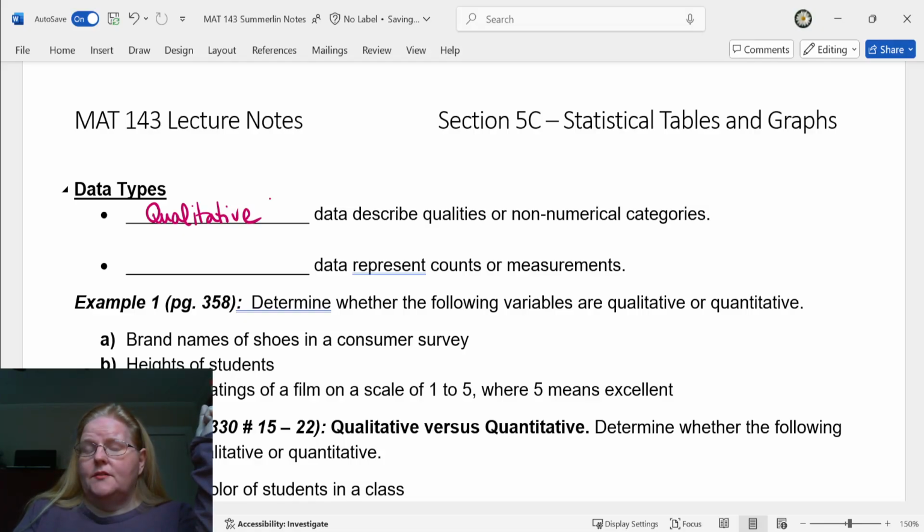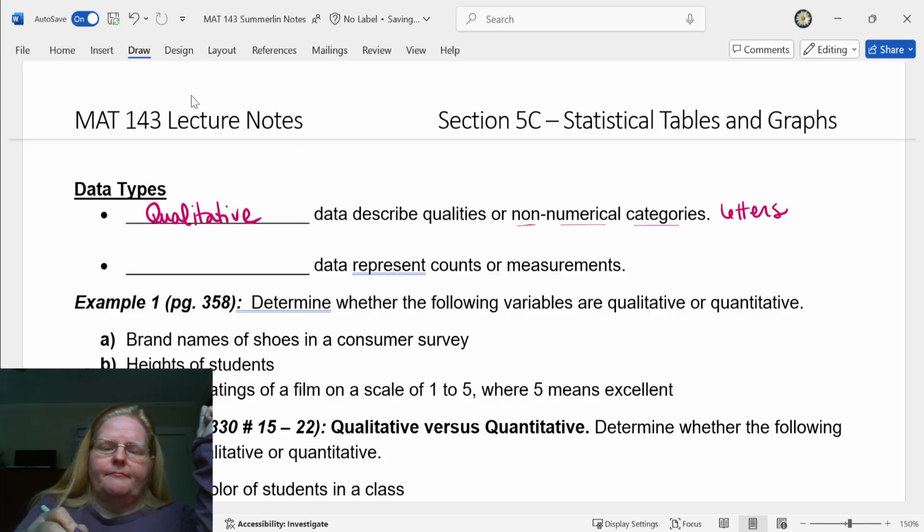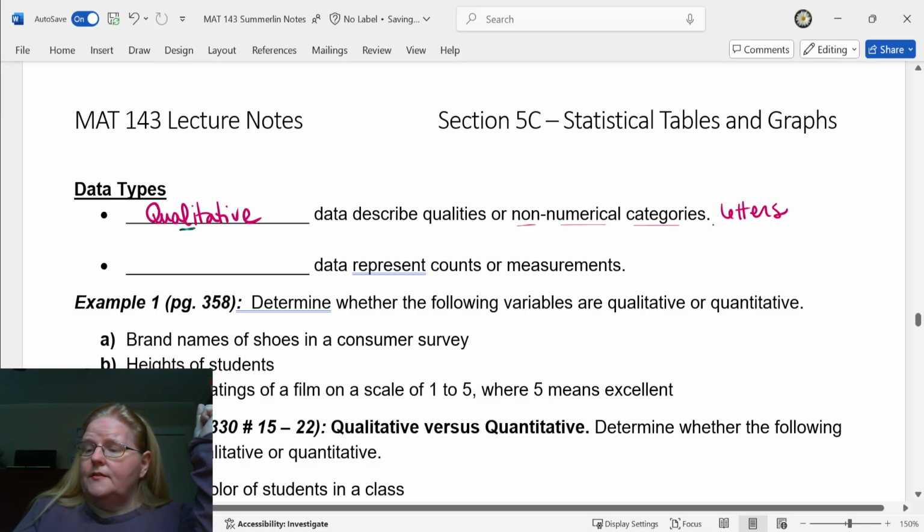Qualitative describes quantities of non-numerical categories. In other words, it is letters. Generally. That's why it's got an L in it for the letters.